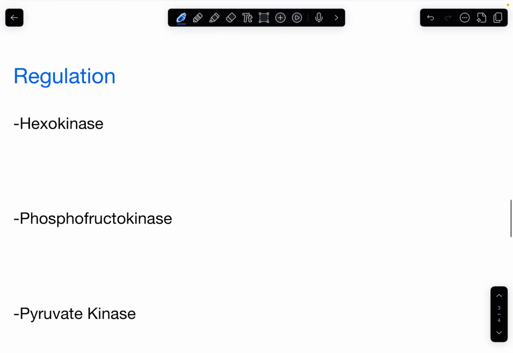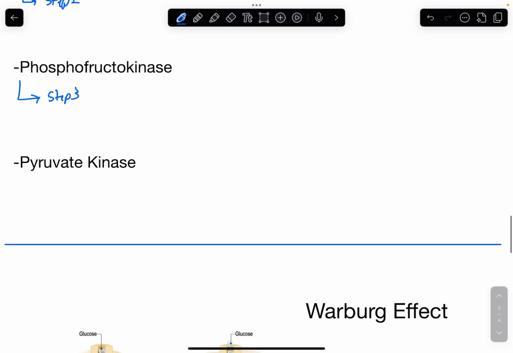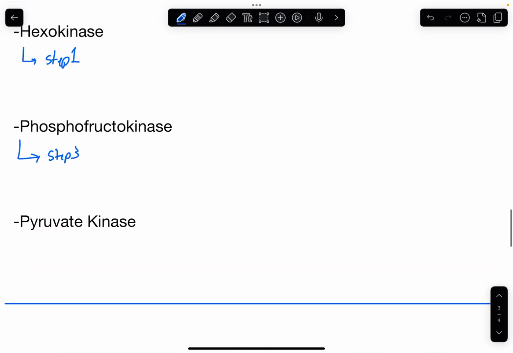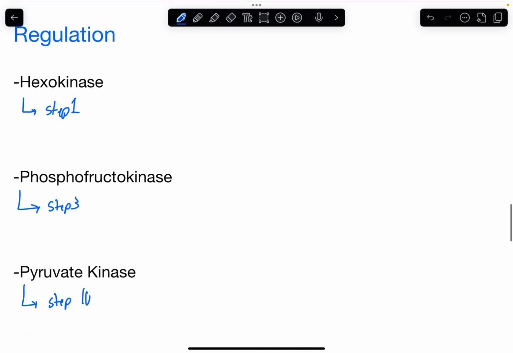All right, so let's talk about key steps in regulating glycolysis. As I said, there are 3 really important enzymes in this process. It's hexokinase in step 1, we have phosphofructokinase in step 3, and then we have pyruvate kinase in step 10. Okay, so each of these are highly regulated. Let's give a little star to phosphofructokinase as it is the rate determining step.